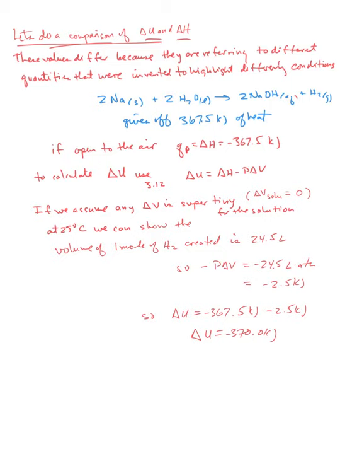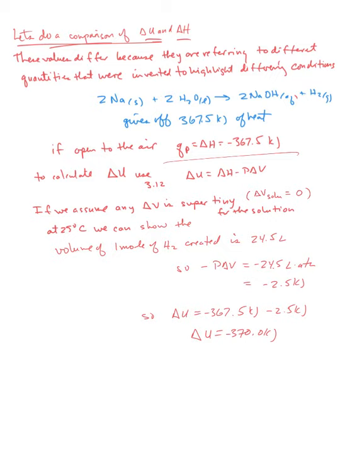So let's look at an example of a normal everyday chemical process and compare delta U and delta H. These values differ because they refer to different quantities that were invented to highlight different conditions. Imagine we take 2 moles of sodium and put it in 2 moles of water. You're going to get a lot of heat, 367.5 kilojoules. The sodium hydroxide will be in solution, and you're going to produce lots of bubbles of gas. If you did this open to the air, the heat generated is Q_P, because it's constant pressure conditions. Q_P is equal to delta H, as we've said, minus 367.5 kilojoules. That's the change in the enthalpy.